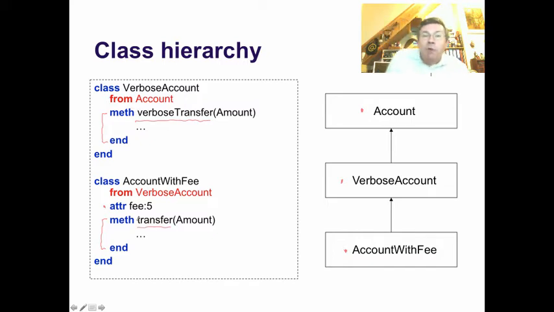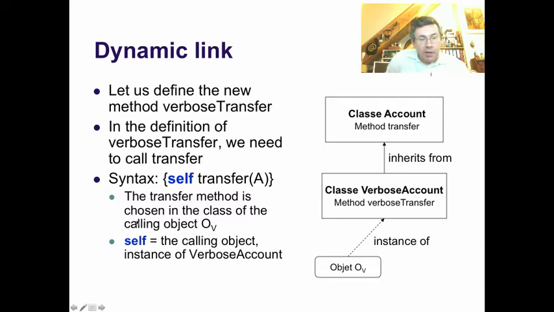Now let's see how both of these methods can be written. So let's first define the method verbose transfer. This one is fairly easy. In the definition of verbose transfer, we have to call transfer. And the syntax of this is self transfer A. Self is just a reference to the object, the calling object.